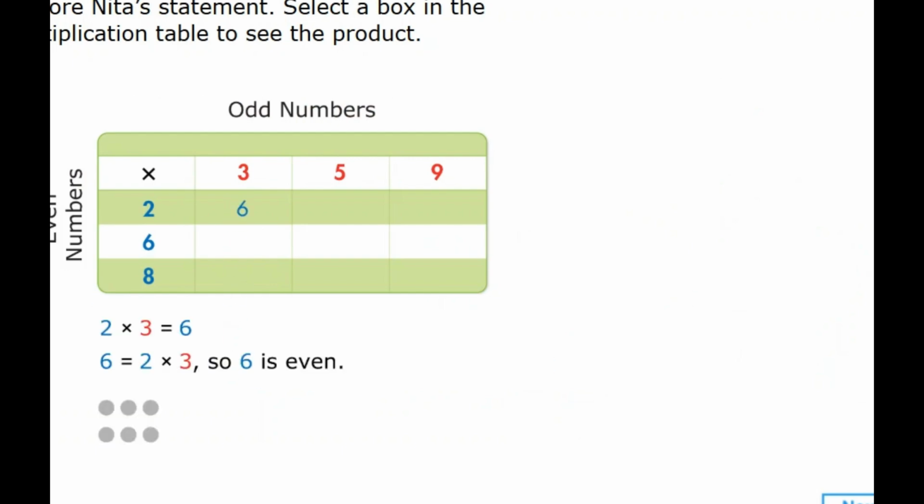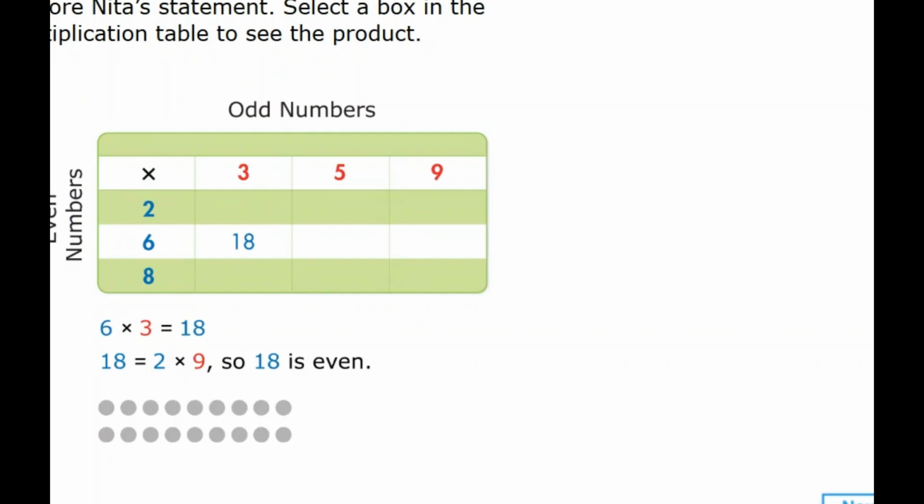Two times 3 equals 6. 6 equals 2 times 3, so 6 is even. 6 times 3 equals 18. 18 equals 2 times 9, so 18 is even. 8 times 3 equals 24. 24 equals 2 times 12, so 24 is even.